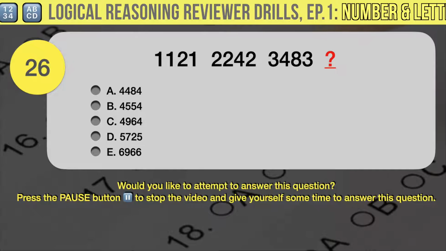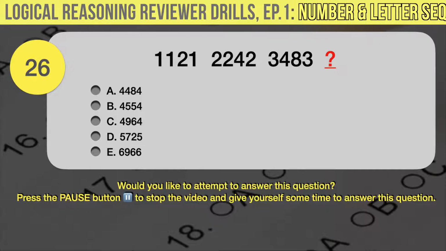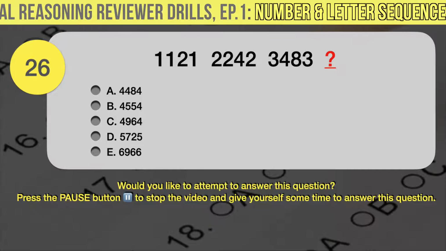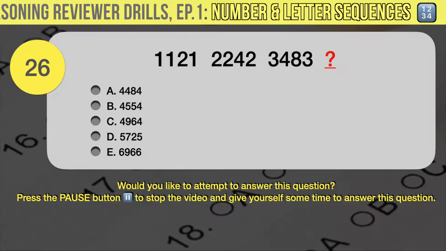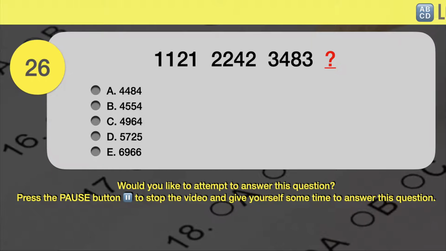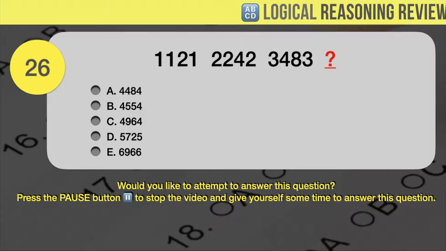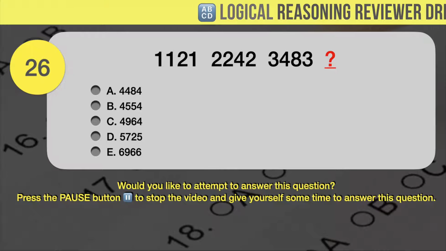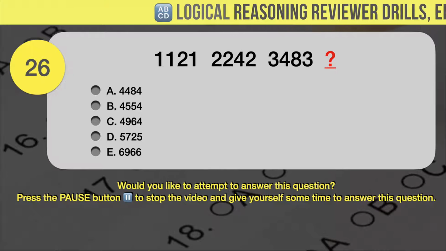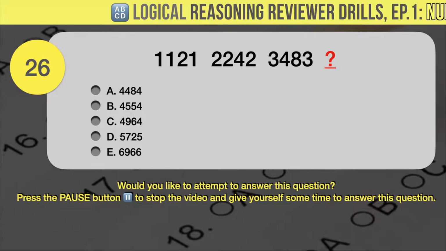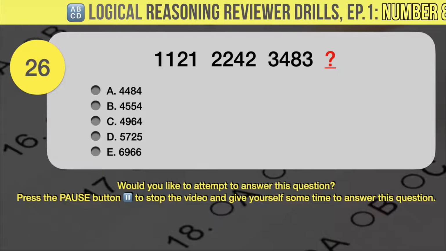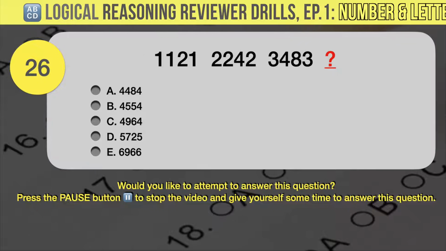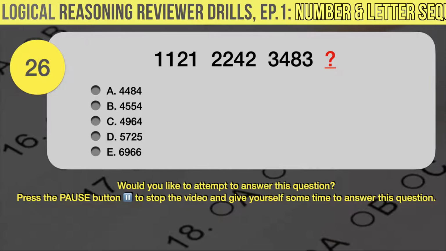Drill question number 26. Which number comes next in the following sequence? 1121, 2242, 3483. Your answer choices are A. 4484, B. 4554, C. 4964, D. 5725, E. 6966. The correct answer is C.